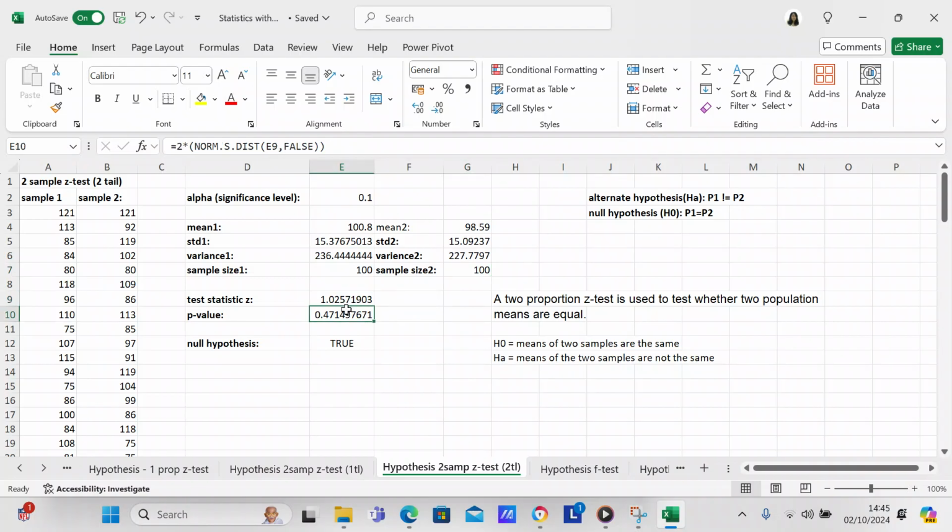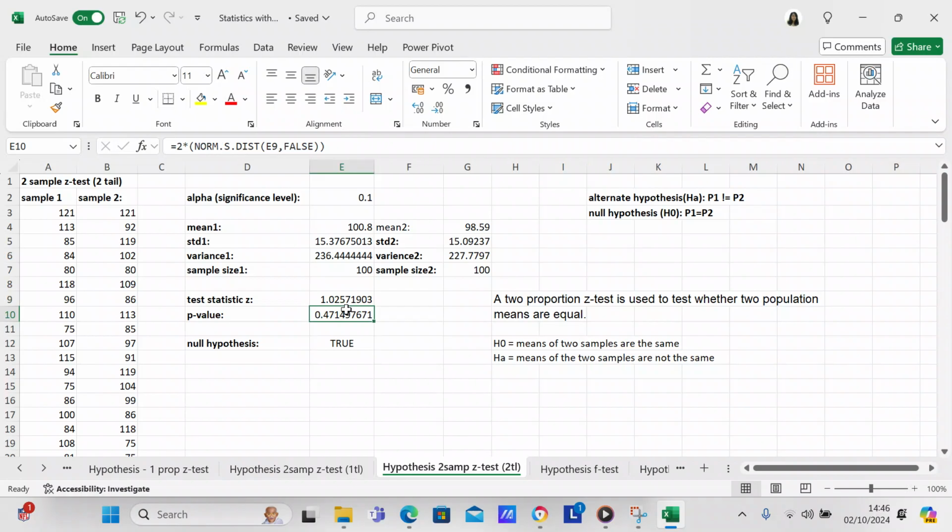And then we check our p-value. The p-value that we're using in this example is the same as the p-value in the previous example with the 1-tail, except now you're going to multiply it by 2. So you're going to use the same Excel formula, NORM.S.DIST, and then it's going to be E9, which is your test statistic, and false, which means it's your probability. And you're going to multiply that by 2. So that's the difference between a 1-tailed and a 2-tailed.